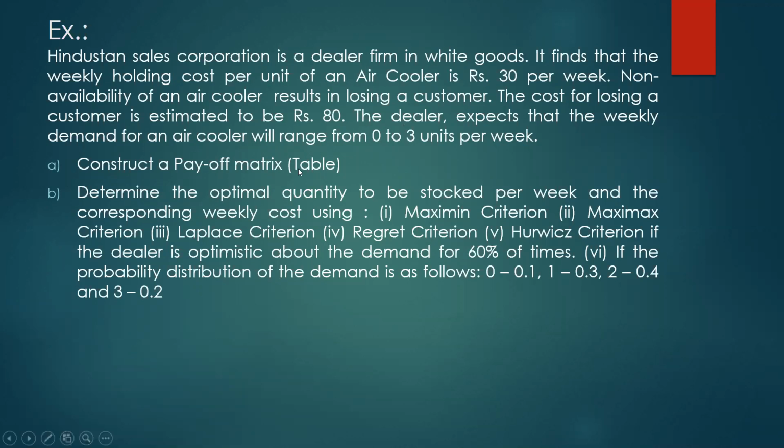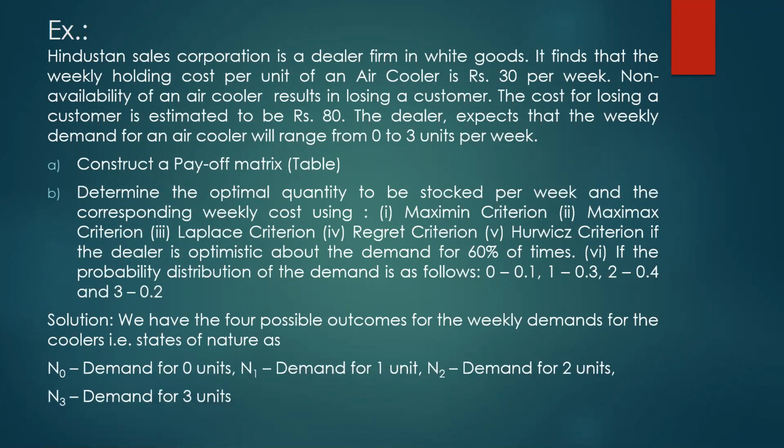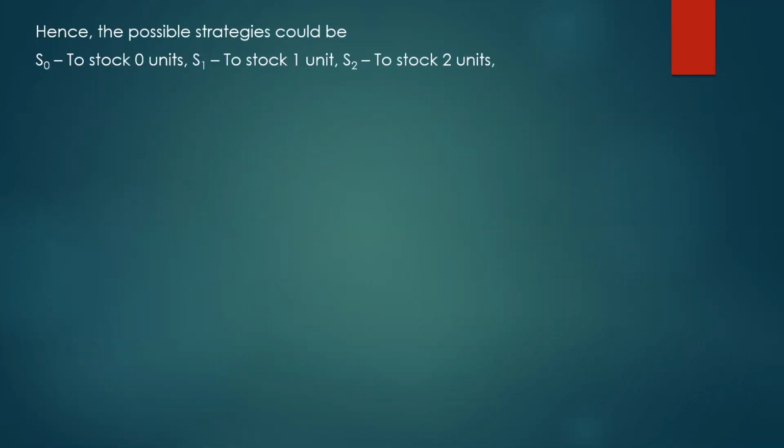Okay, no one. Let us see the calculation. I'll just show you the solution for the matrix. So we have 4 possible outcomes and we have taken these values like this. You can note it down, which I've already explained to you. Similarly, we can have the possible strategies. So I'll keep S0 for stocking 0 units and so on till S3.